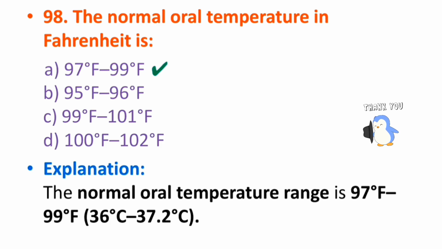The normal oral temperature in Fahrenheit is option A, 97 to 99 degrees Fahrenheit, option B, 95 to 96 degrees Fahrenheit, option C, 99 to 101 degrees Fahrenheit, option D, 100 to 102 degrees Fahrenheit. The correct answer is option A. The normal oral temperature range is 97 to 99 degrees Fahrenheit.